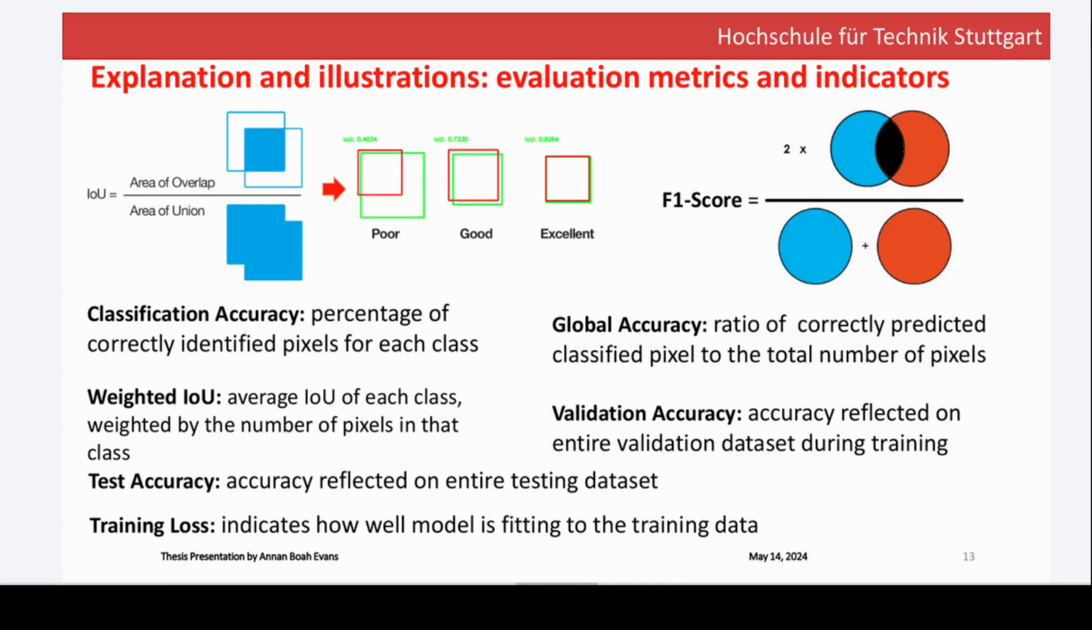Then the training loss. Every deep learning model has a loss function. In our case, we need to indicate how the model is fitting to the training data, and that can be well described using the term training loss. After making the prediction, the loss function can also determine how well the algorithm is performing. So all these are the various accuracy indicators I use to evaluate the performance of the neural networks I investigated so far.